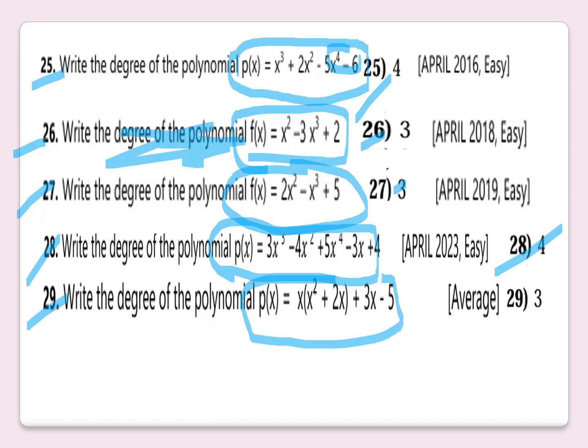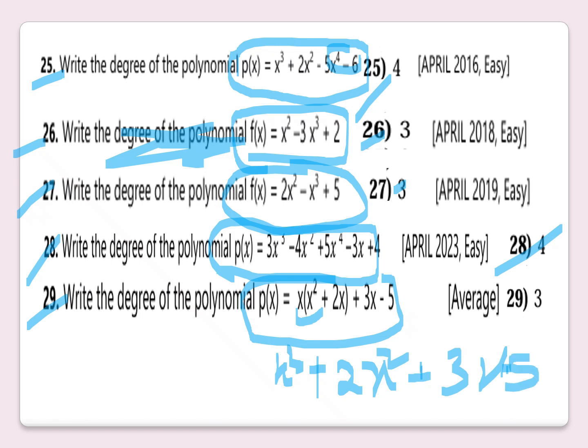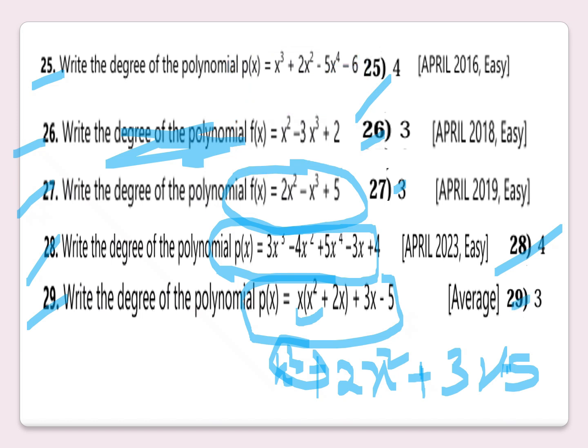Question number 29 again. P of x is equal to x into x square plus 2x plus 3x minus 4. This one you have to solve. You can't directly write because x into x square is x cube, plus x into 2x is 2x square, then plus 3x minus 5. Here the highest power is not square, it is cube. So the answer is 3 because it is an example of a cubic polynomial, not a quadratic polynomial.